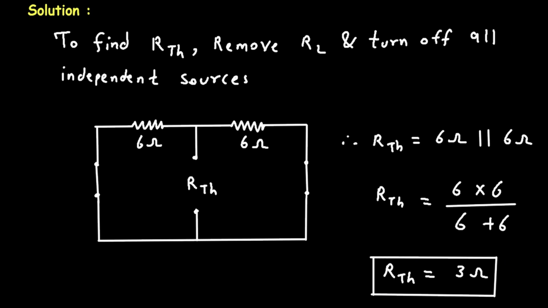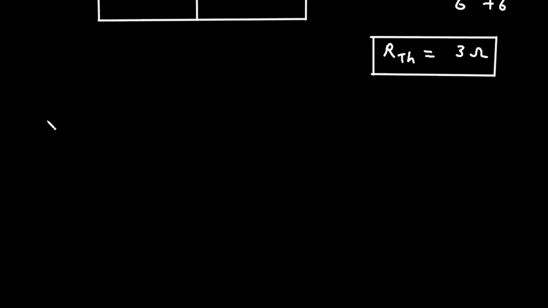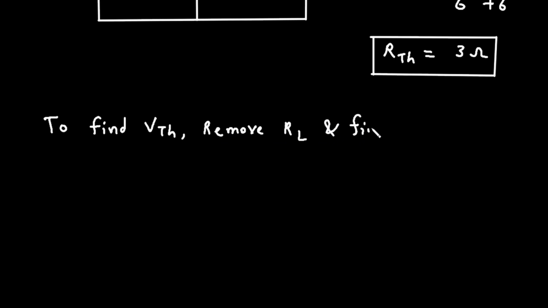Next we have to find the value of VTH. So step number 2, to find VTH, remove RL and find the open circuit voltage.